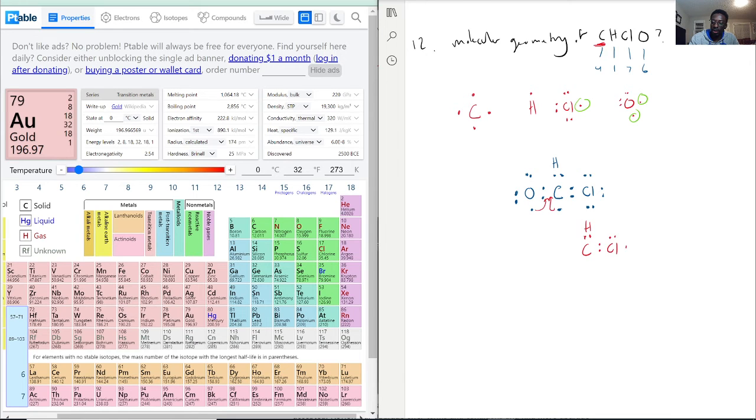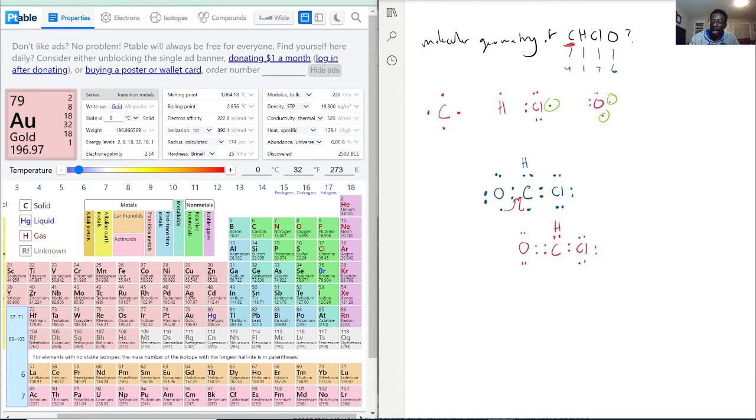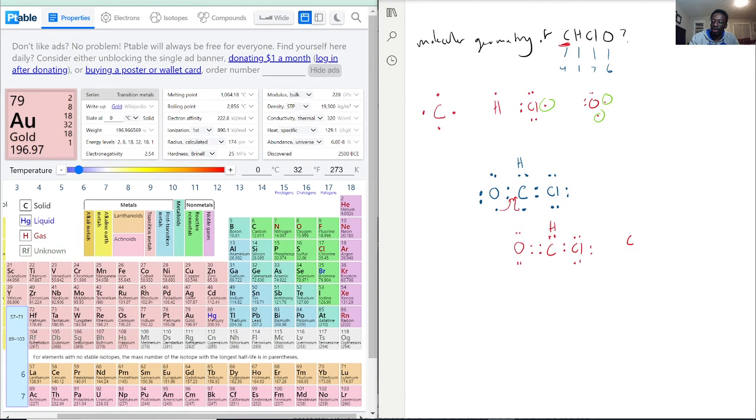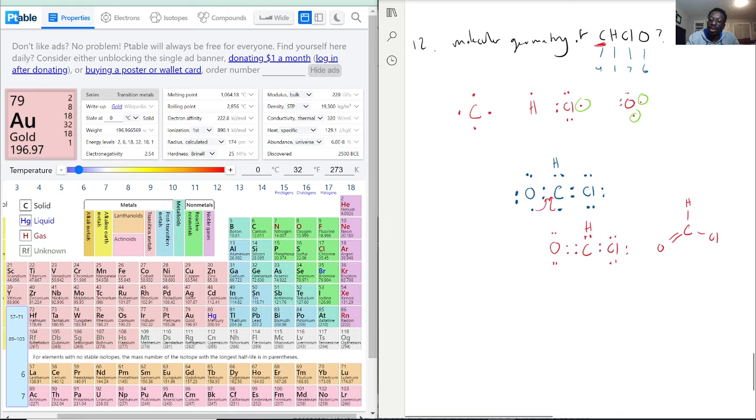CHCl and oxygen, like that. So its shape is going to look something like this. Double bond, C, single bond, and there. So with this all being said, what is the molecular geometry?